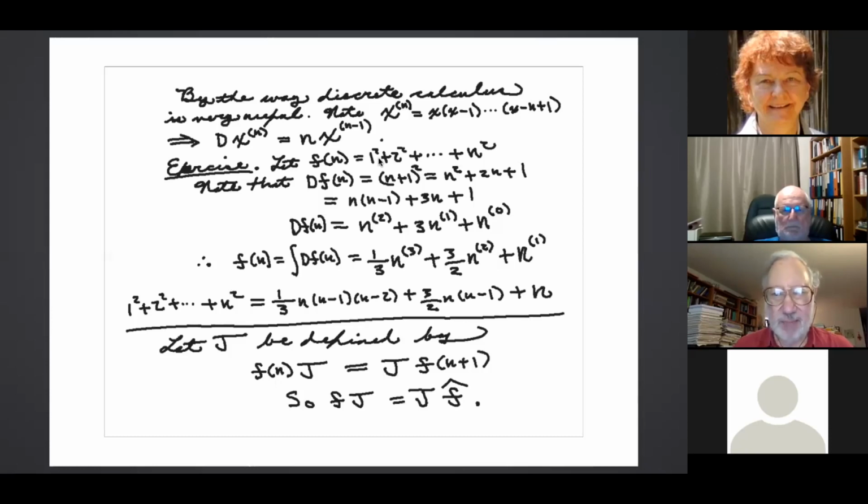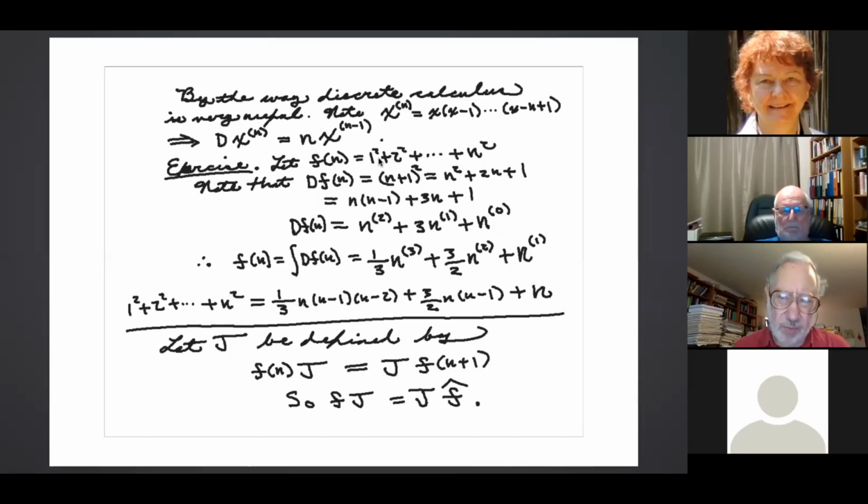And now we can integrate because we know that the derivative of 1/3 n upper 3 is n upper 2, and the derivative of 3/2 n upper 2 is 3n upper 1, and the derivative of n upper 1 is n upper 0. And then you can check that I got the endpoint evaluation right, and that's a formula for the sum of the first n squares, just automatically by doing calculus, just like one does many things in calculus. Very, very useful kind of calculus for discrete problems.